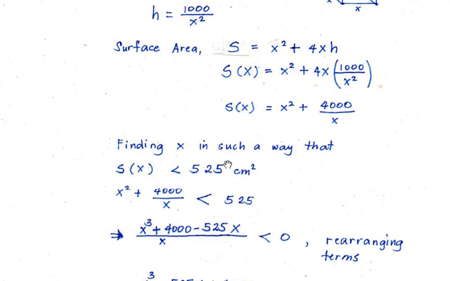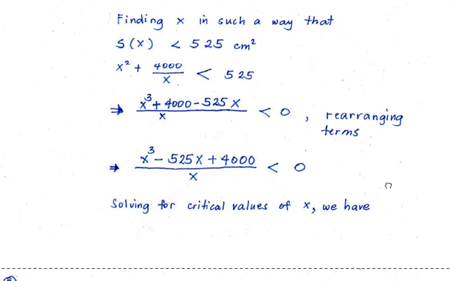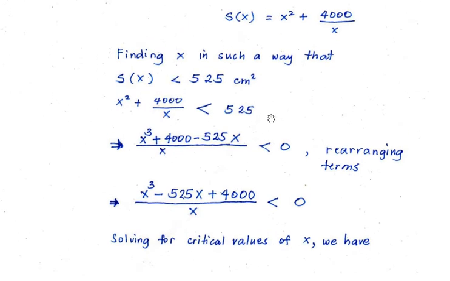So it says here, find x in such a way that the surface area must be less than 525 square centimeters. So let's have S of x above, and we copy less than 525. Now this is a rational inequality, and we have to make the right-hand side of this rational inequality 0. So by the addition property of inequality, or sometimes I call it API, we have to add negative 525 on this side, and also on this side. To simplify, this becomes x squared plus 4,000 over x minus 525 less than 0.